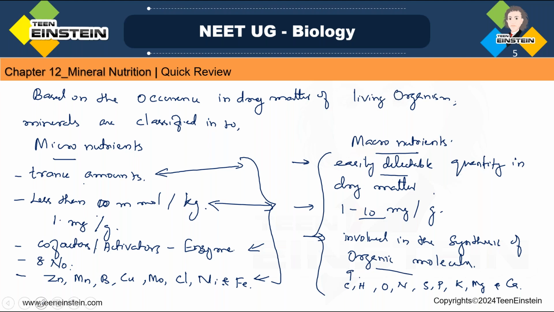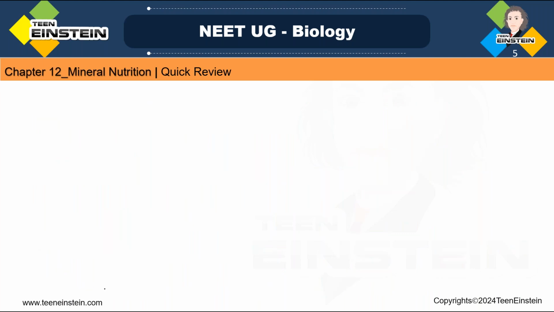Now we need to explain each element or mineral nutrient and their function and their deficiency symptom. So first, let's start with carbon, hydrogen, and oxygen. First, we will start with that. So from where will plants get this? From air and water, it is obtained.